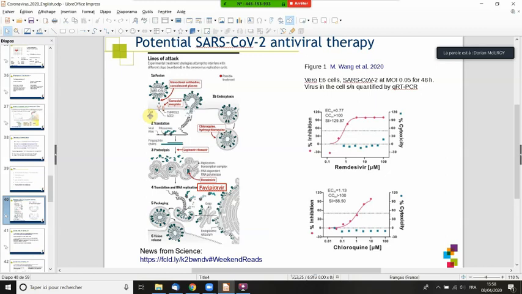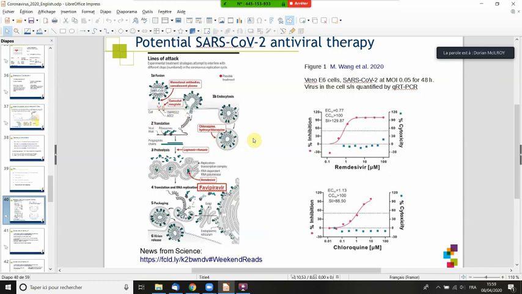So for the entry stage, okay, if you can block activation of membrane fusion by blocking this cellular protease TMPRSS2, apparently there's a molecule that can do this called camostat. If the virus is entering by endocytosis, then this is where chloroquine, hydroxychloroquine can act, because they prevent the acidification of the endolysosome, which is necessary to activate the cathepsins, which will cleave the spike protein into S1 and S2, and that can activate fusion.